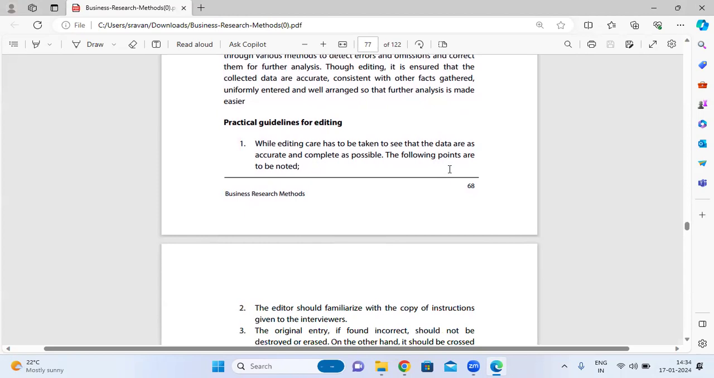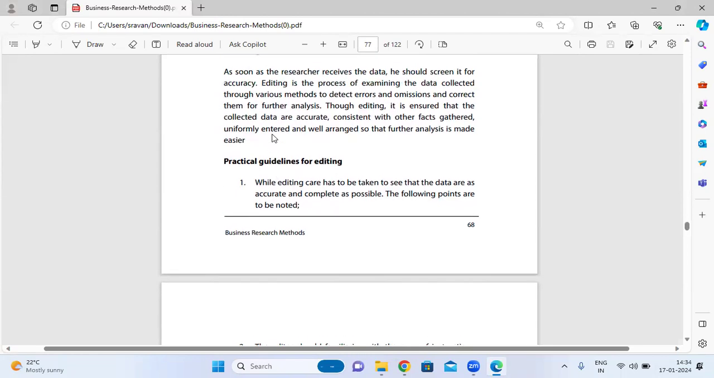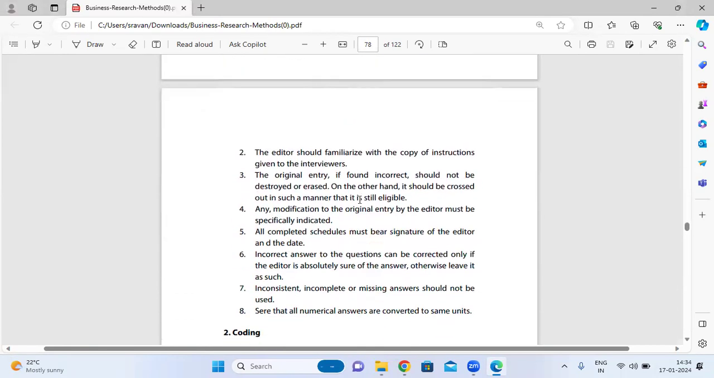Next, guidelines for editing. While editing, care has to be taken to see that the data are as accurate and complete as possible. Inaccuracies in the researcher's data should be corrected as soon as possible. The following points: the editor should familiarize himself with the copy of instructions given to the interviewers.